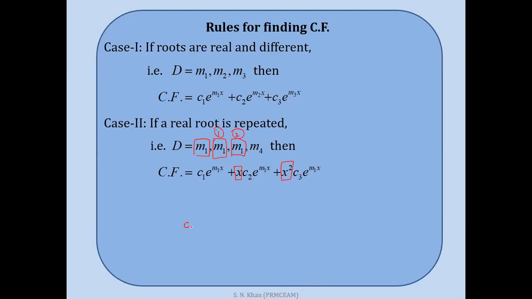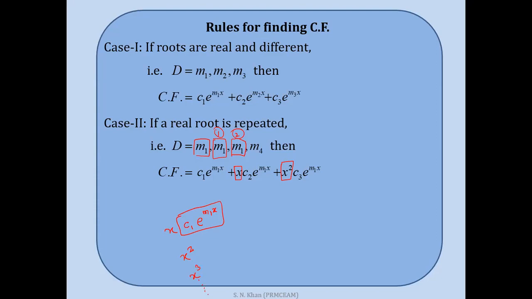Constant, whatever the constants are, c1, c2, c3, into e to the power of that root, whatever the roots are, m1, m2, m3. So suppose it is m1x. So for a real root the formula is the same, we only have to change one thing. If a root is repeated one time, we have to multiply by x. If the root is repeated two times, then we have to multiply it by x square. And if the root is repeated three times, then we have to multiply by x cube, and it will continue and so on.